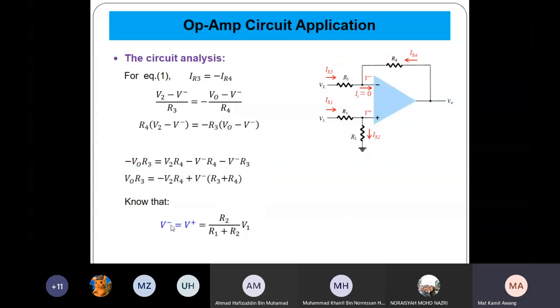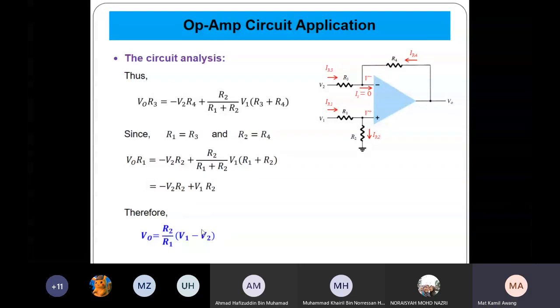Yes. So now V minus, you substitute with this value. V minus in this equation, you substitute with this value. So you get this: V out R3 equals minus V2 R4 plus V minus times R3 plus R4. Since R1 equals R3 and R2 equals R4, we assume that, therefore you reduce the equation to this.